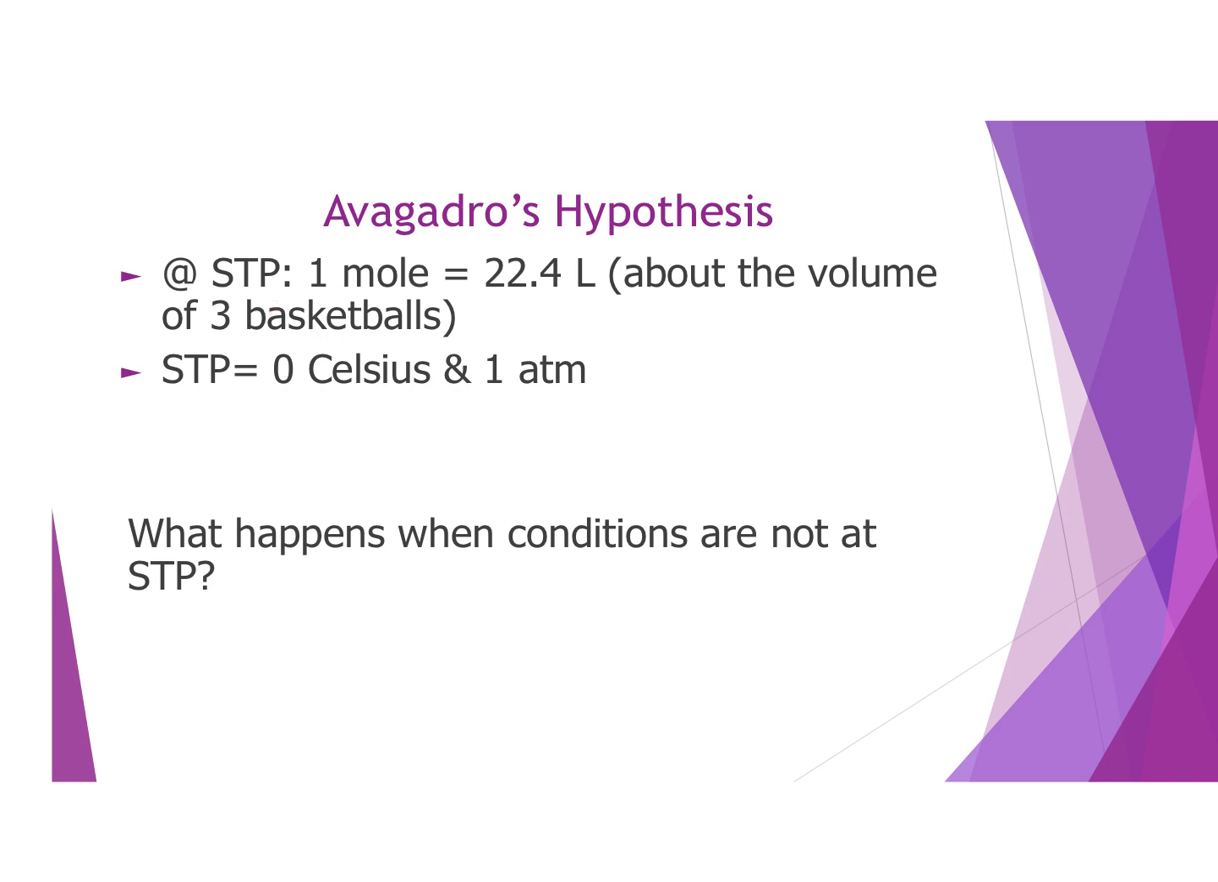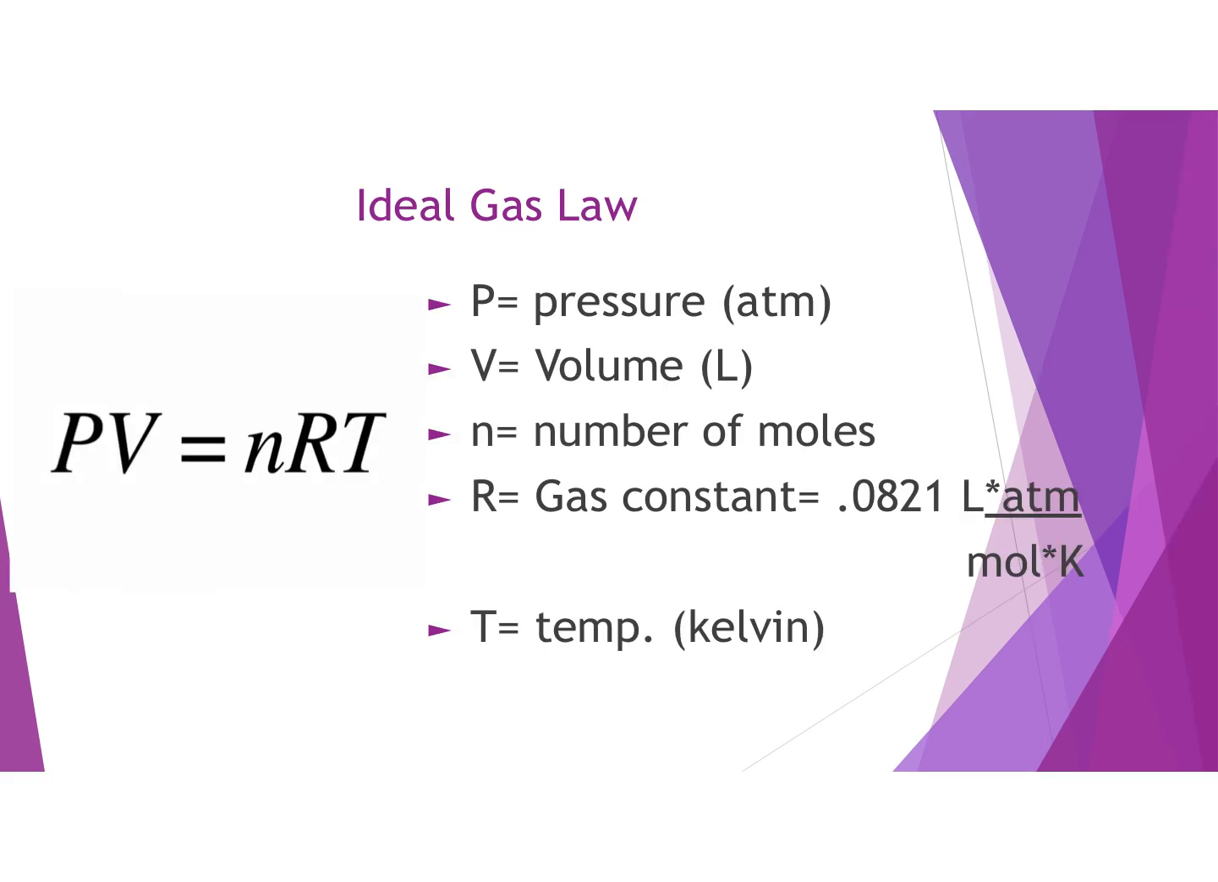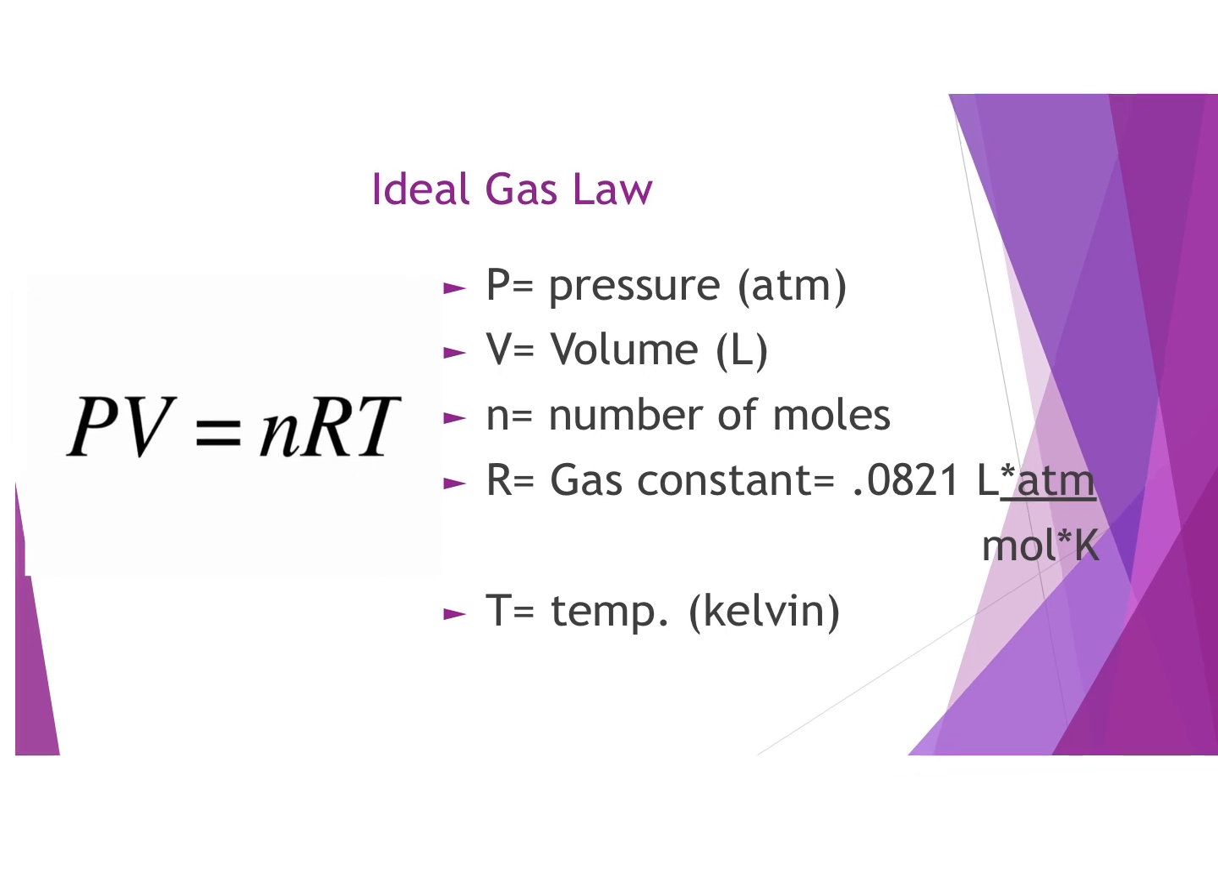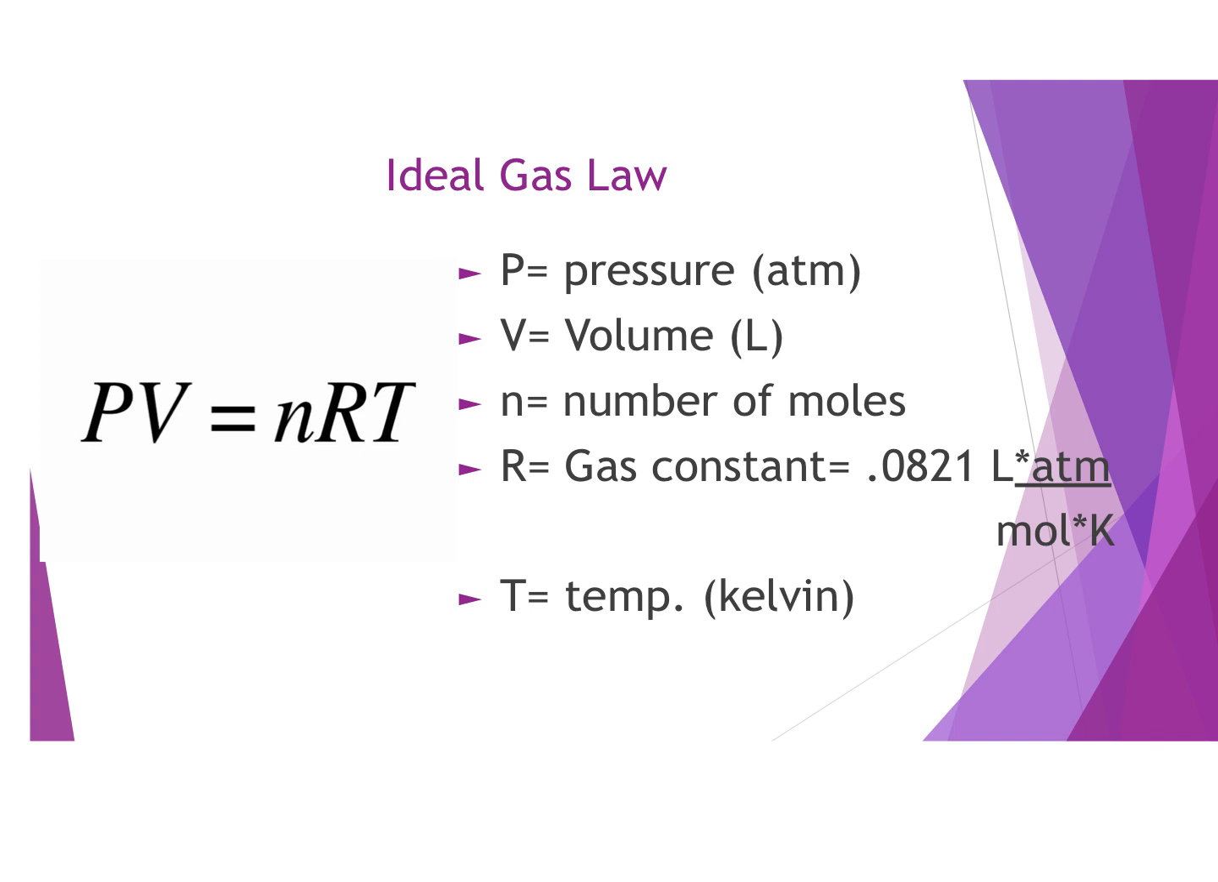So today we're going to talk about, well, what happens if conditions aren't at 0 degrees Celsius or 1 atmosphere? How do we figure out the number of moles of a gas then? So the equation we use to figure out number of moles, if we're not at STP, is something called the ideal gas law. And so go ahead and get the equation down in your notes. So the equation for the ideal gas law is PV equals nRT.